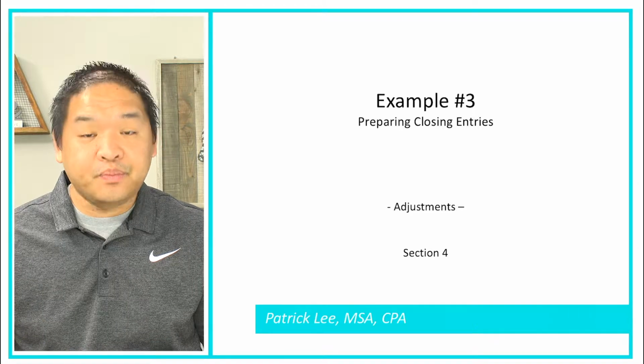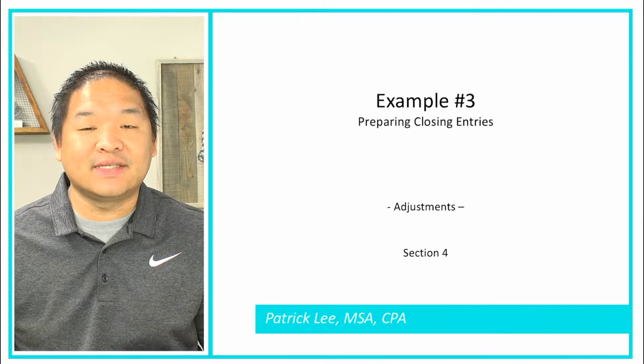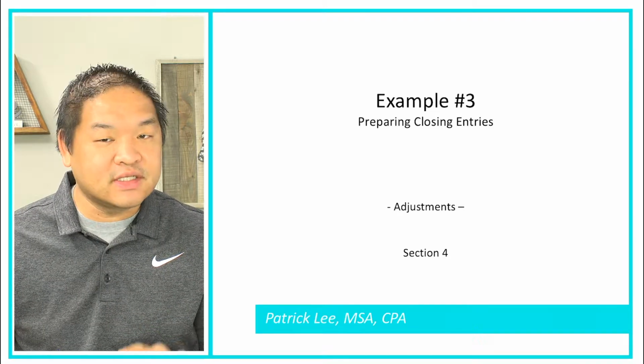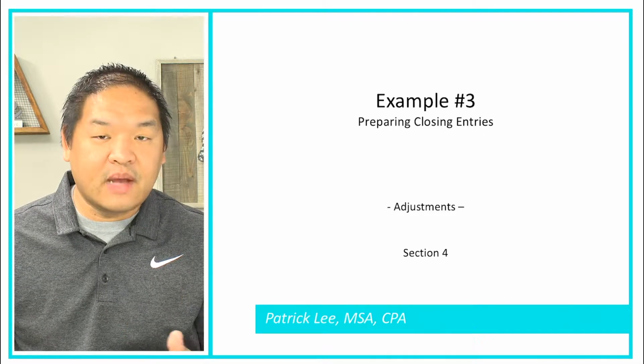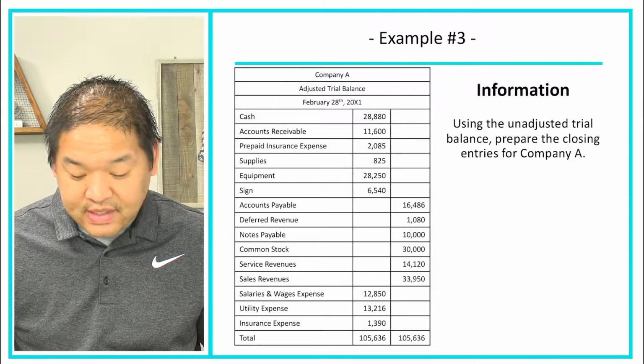To do that, we have to close those books down, and we do that with journal entries. So this example is all about closing entries and what they look like. We did discuss them and we did do them in this section, but this is another example to specifically show you how it's all done. So with that being said, what do we know?